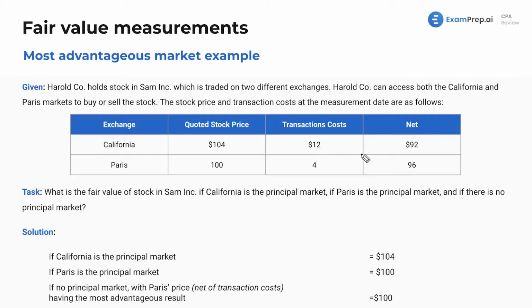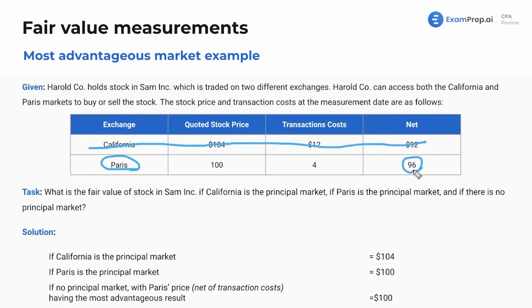So how do we determine which the most advantageous market is? Okay, well, we are going to use the net amount. So net, we are going to get the most from Paris, right? Because net gives you $96 per share. So yes, California says they're going to give you 104, but the transaction costs are $12. Leave it to California being expensive. So now we know the most advantageous market is California. Pardon me, Paris, not California.